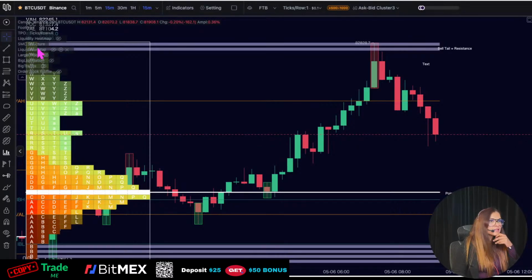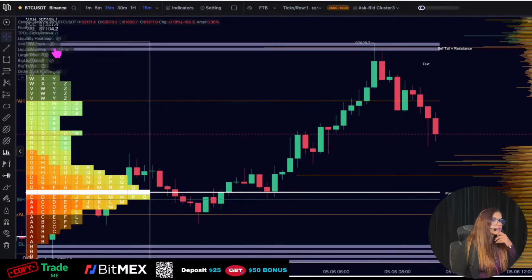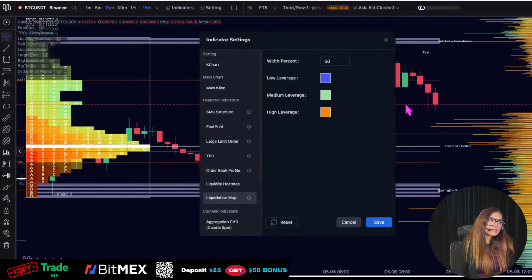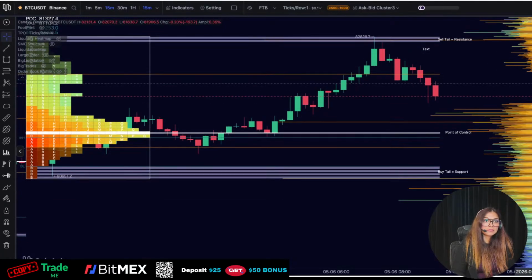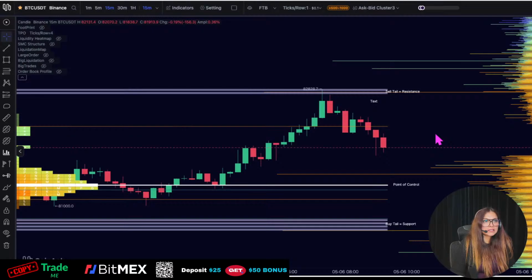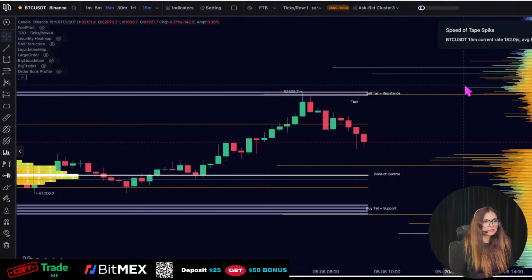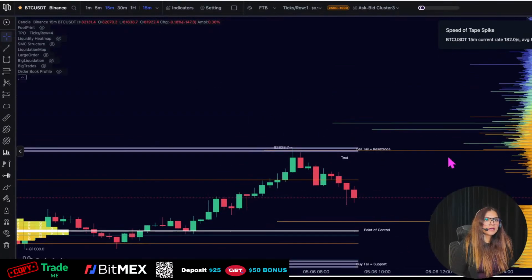All right, next, let's remove the SMC structure. The next thing we have is the liquidation heat map. And this is interesting because here on this liquidation heat map, if you look at the settings, you'll see low leverage. Low leverage is like, I guess, 10x, then medium leverage, and high leverage. So you have all of these different leverage areas that price likes to come to. Now, what I've noticed is that price actually likes to come closest to the low leverage guys, taking out the high leverage as well, obviously, but come to the blue area.